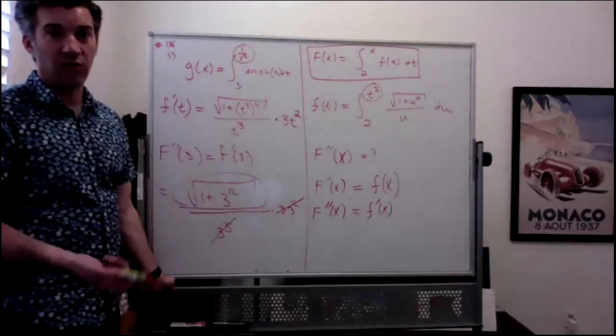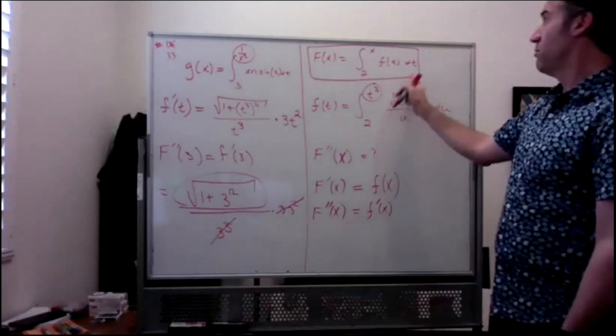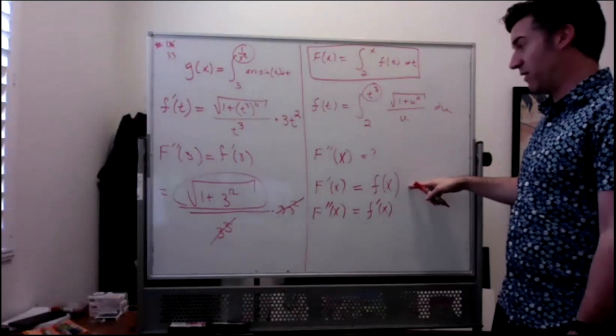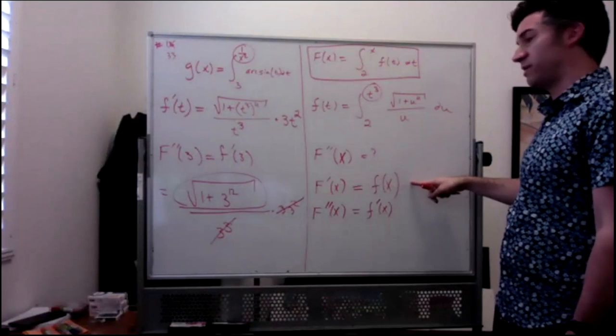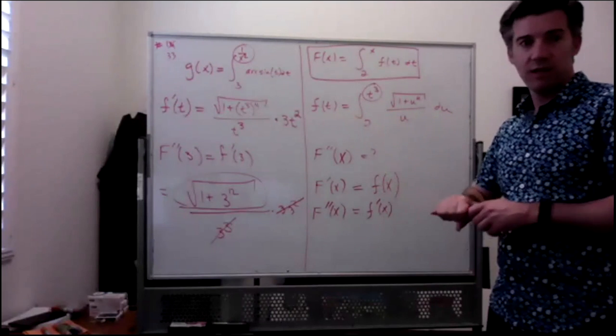If you're asked for the second derivative, you need to go derivative by derivative. So we found the first derivative by using the fundamental theorem of calculus here. We got f of x, and then we found the second derivative by taking the derivative of that, using the fundamental theorem of calculus here. So that's how that problem works.